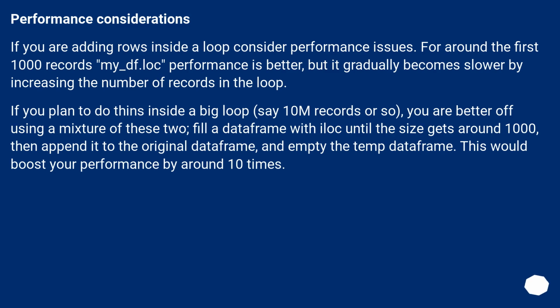Performance considerations. If you are adding rows inside a loop, consider performance issues. For around the first 1000 records, my _df.loc performance is better, but it gradually becomes slower by increasing the number of records in the loop. If you plan to do things inside a big loop, say 10M records or so, you are better off using a mixture of these two. Fill a data frame with iloc until the size gets around 1000, then append it to the original data frame, and empty the temp data frame. This would boost your performance by around 10 times.